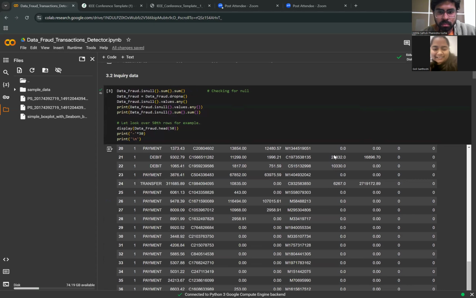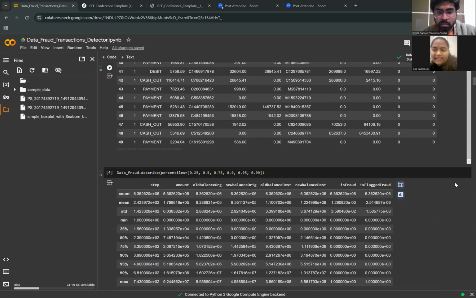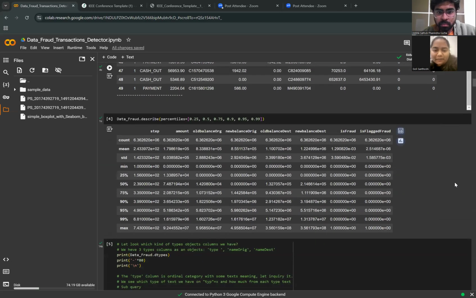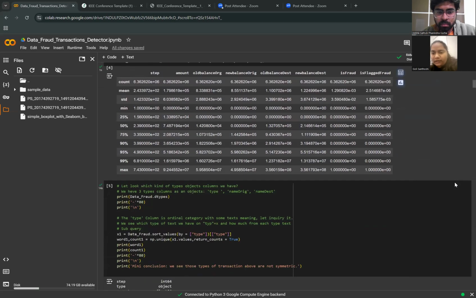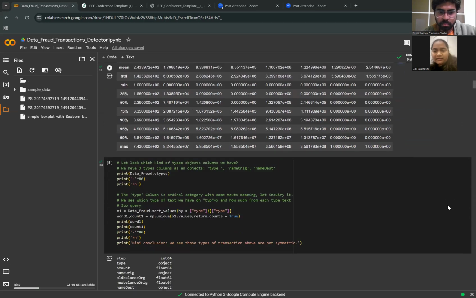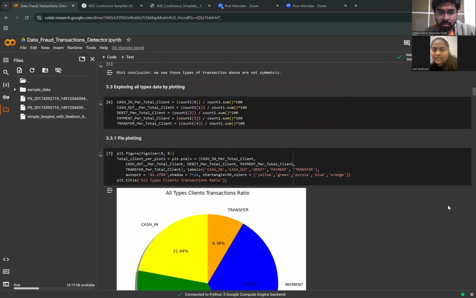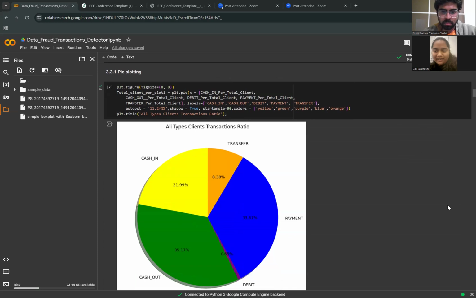to ensure the dataset is clearly accessible, where we have transaction types: cash in, cash out, debit, payment, and transfer. From these observations, each type varies in different proportions, revealing insights into the transaction frequency. And from the next chart, we show two types of visualizations: pie chart and bar graph.